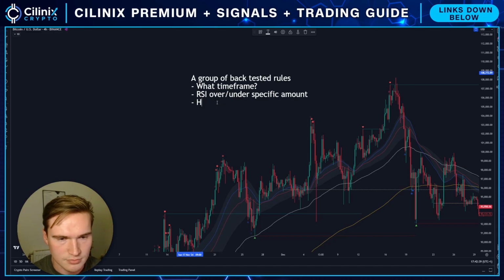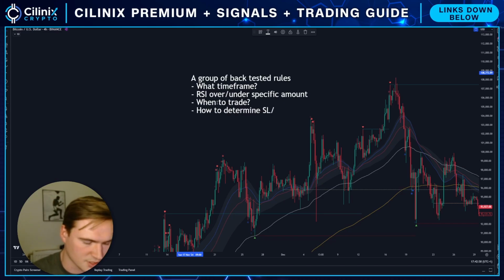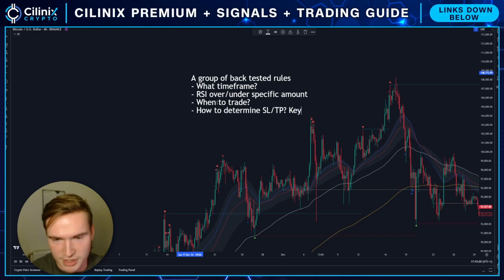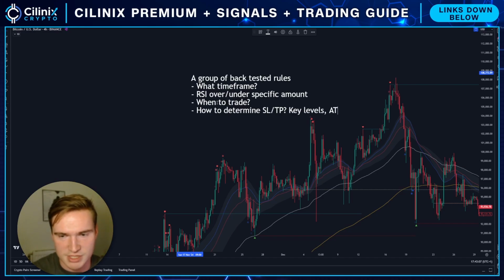more examples of rules. When to trade or when not to trade. Do you trade weekends? Do you trade during the US session or the Europe session or the Asian session, etc.? Very important, because that can make or break a strategy, trust me. And more, like how to determine SL take profit. Is it based on key levels, for example, or is it based on volatility? So with the ATR, for example, with the average true range, you need to think about that.